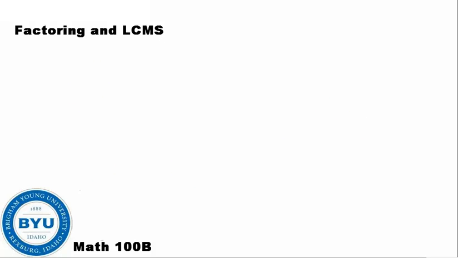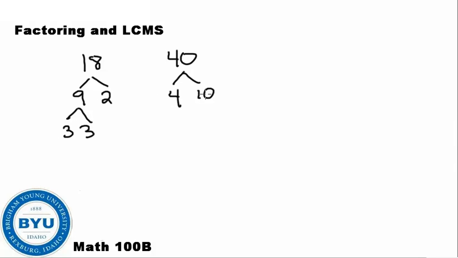Let me do one more example of those, and then we'll let you try some. Let's work with the number 18 and 40. So again, you could create a list. That's one way to do it, but I'm going to go ahead and find the prime factorizations. It'd be 9 and 2 and 3 and 3. 40, I'm going to do 4 and 10, which would be 2 and 2 and 2 and 5.